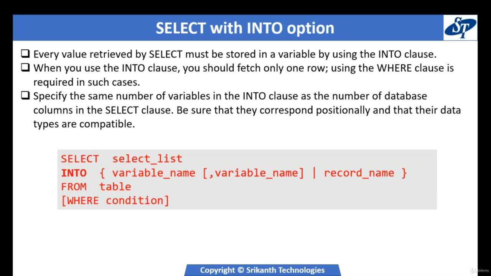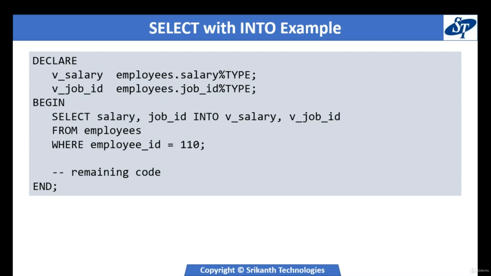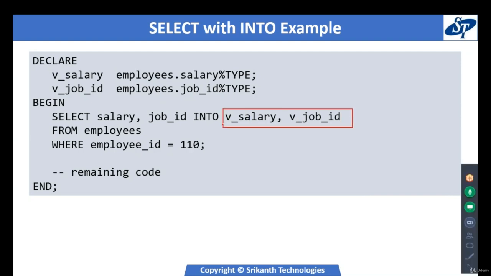It's pretty simple. And here is an example. I want to find out the salary and job ID of employee 110. And I want to retrieve those two details, and they must be copied into these two variables. And that is done using a new clause called into. And if you don't do this, then these two values go nowhere. They can't be displayed and they can't be stored anywhere.